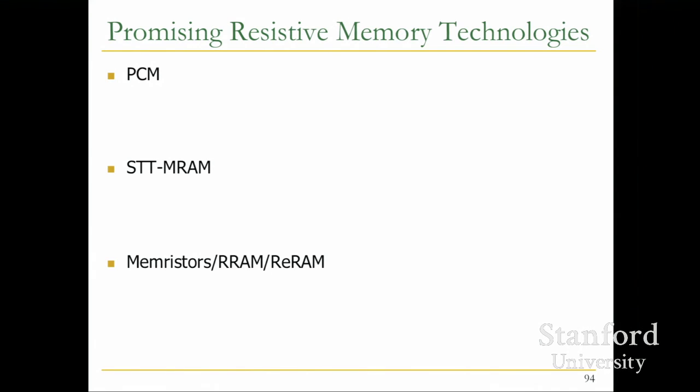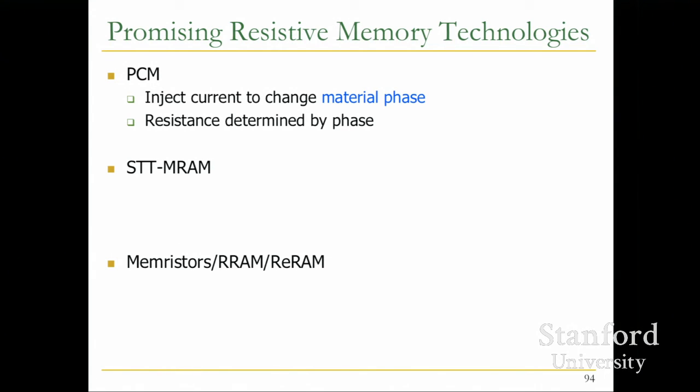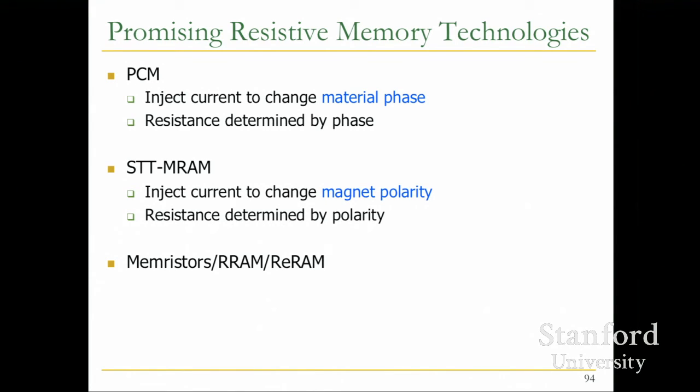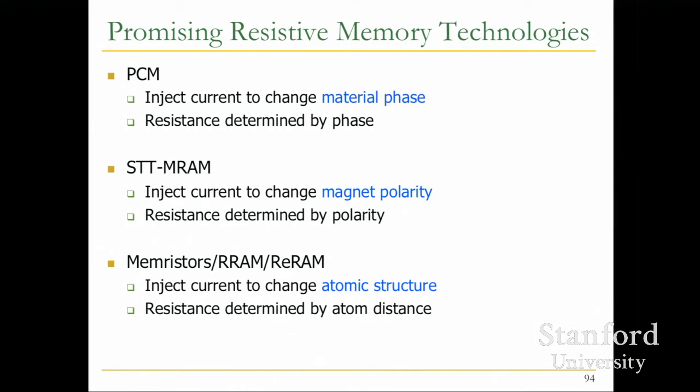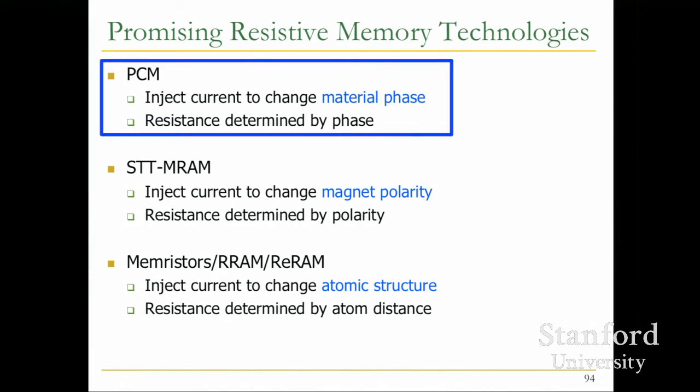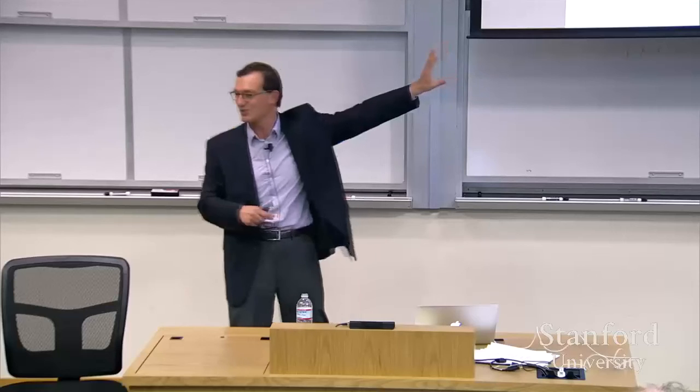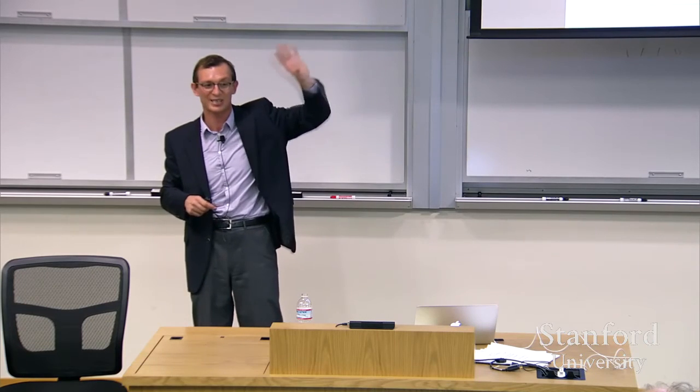Whereas resistive memory technologies do not rely on charge. Phase change memory, you inject current to change the material phase, and you detect resistance of the phase. In STT-MRAM, you inject current to change the magnet polarity, and you detect resistance compared to a reference magnet. And in memristors, RRAM, or ReRAM, you inject current to change the atomic structure, and resistance is determined by the atom distance. So they have very different mechanisms, but in the end, they're all resistive. I'll focus on phase change memory because we've been looking at that for much longer. But I think other memory technologies are very, very promising also. So I'm not going to take sides on any technology. I'm going to look at the architecture and system level effects.